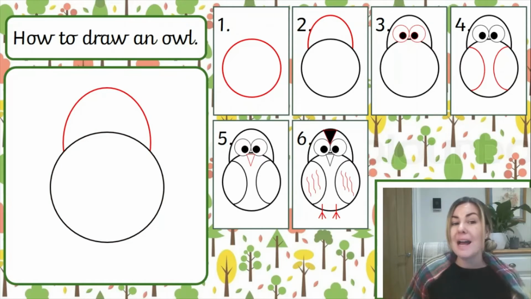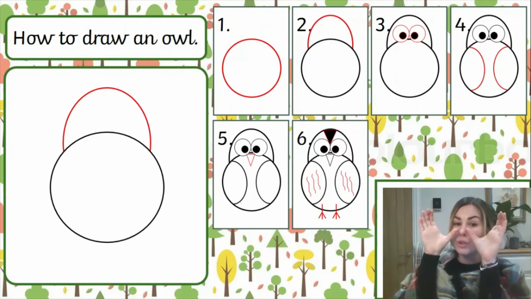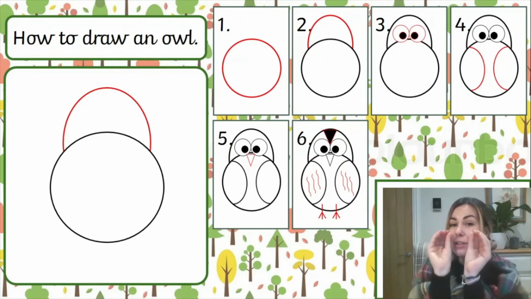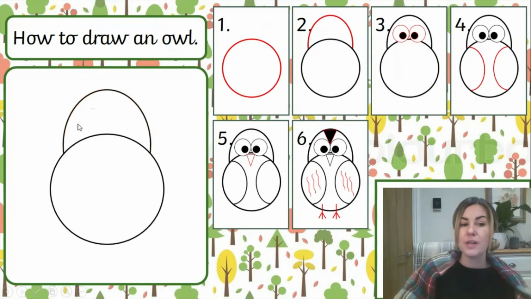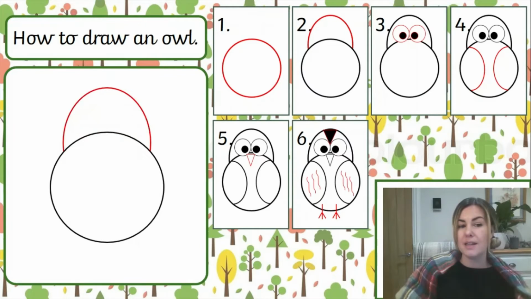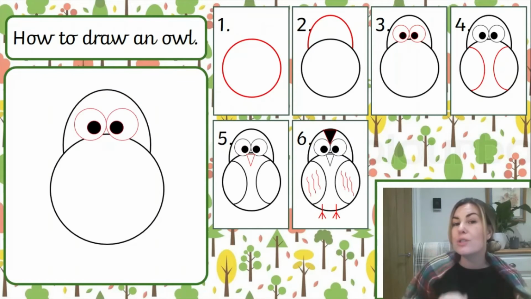Step 3, owls have really nice big eyes. So I'm going to draw 2 big circles and then 2 smaller circles in the middle. I'm going to draw them inside their head, so it takes up all of the head. So there's my first eye, and there's my second eye, and then in the middle I've got 2 smaller circles.